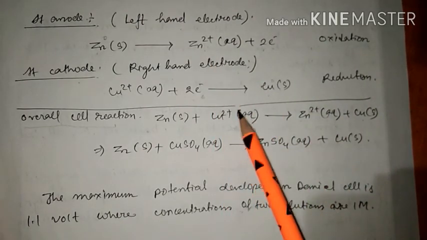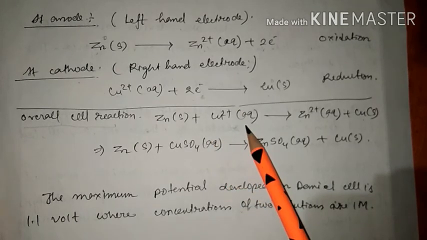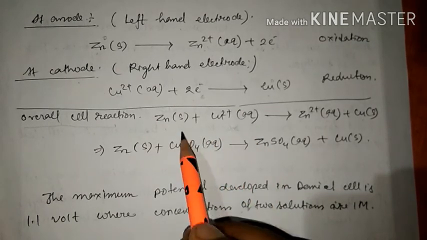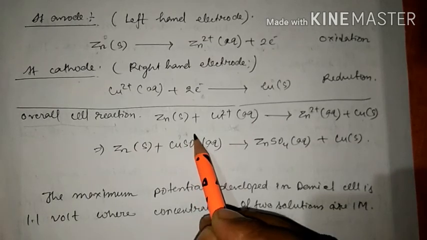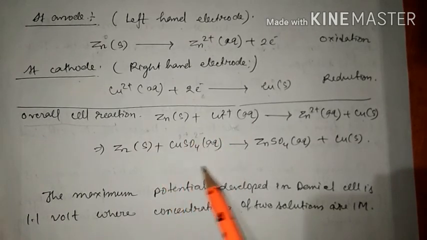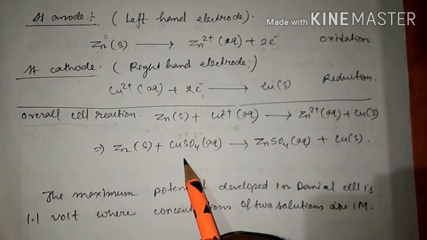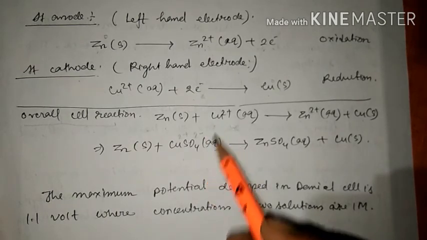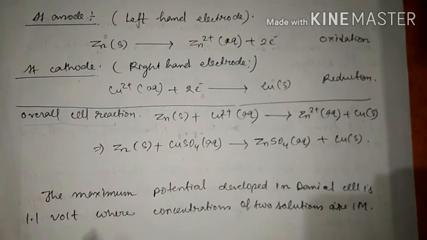In another way, Zn2+ aqueous means the zinc sulfate, here is 2 positive 2 negative. That's why I have written the complete salt. You can write this way or this way. Both are correct. Zinc solid, copper sulfate aqueous goes to zinc sulfate aqueous, copper solid.